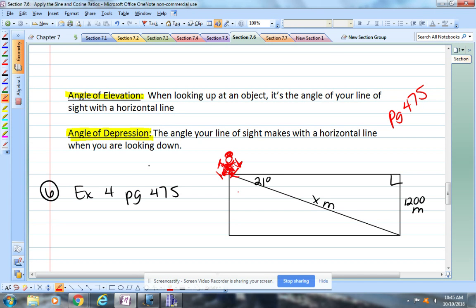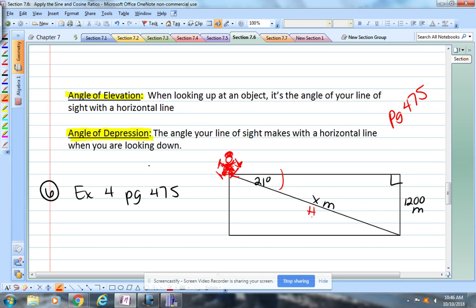How far did you ski down the mountain? So, do you see how this makes a right triangle up at the top? You can technically ignore the bottom triangle. All right? So, we want to find how far he skied down the mountain, which is actually the hypotenuse of this triangle.